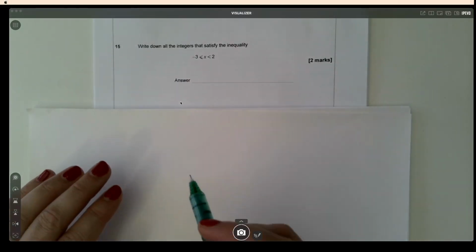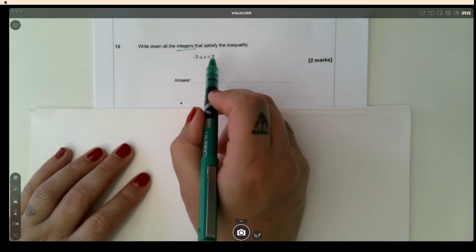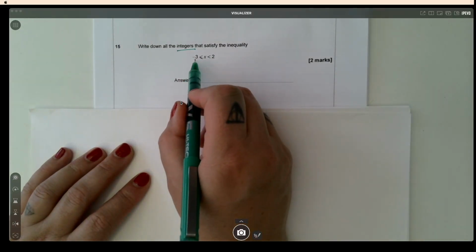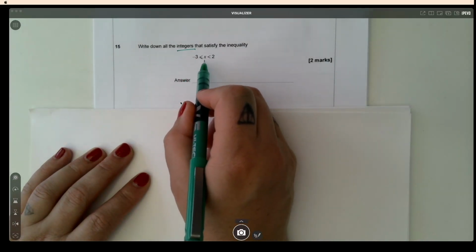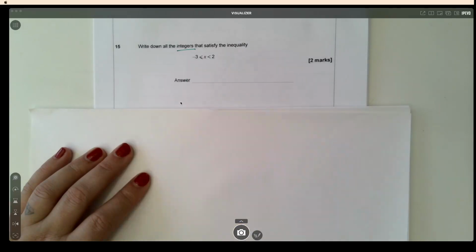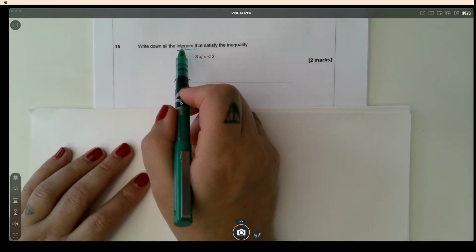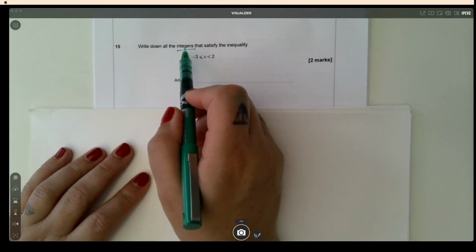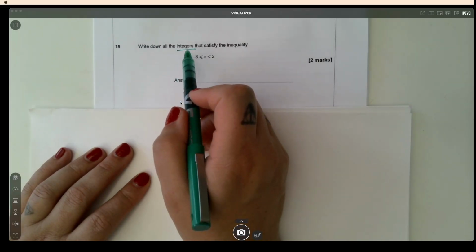Question 15. Write down all the integers that satisfy the inequality -3 is less than or equal to x, which is less than 2. Okay. So, integers is the important word. We only want whole numbers. Okay, so we only want whole numbers for this.